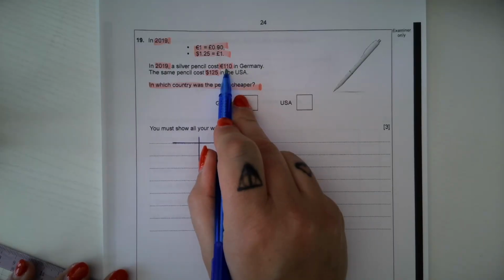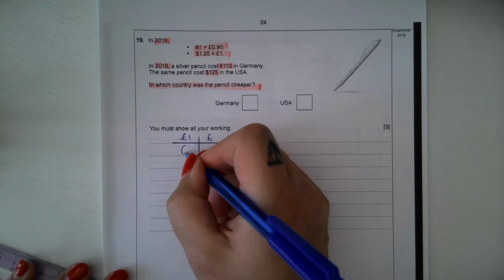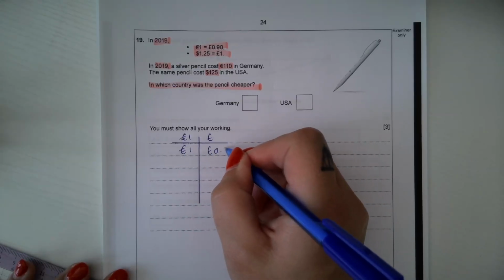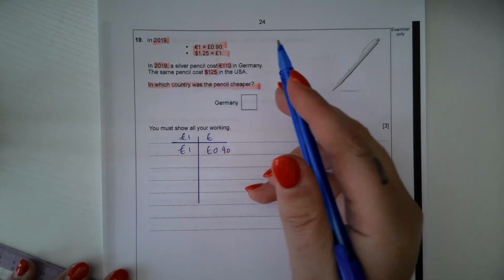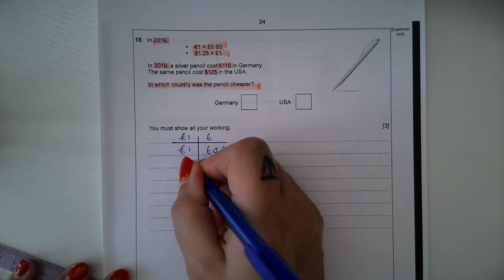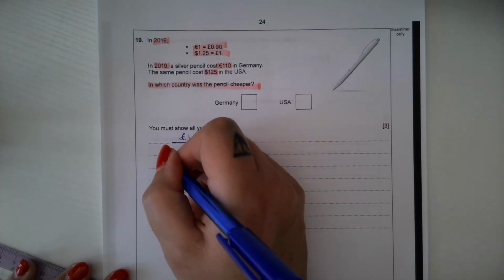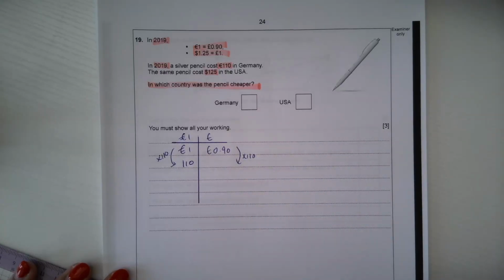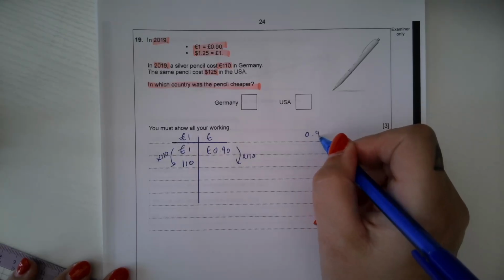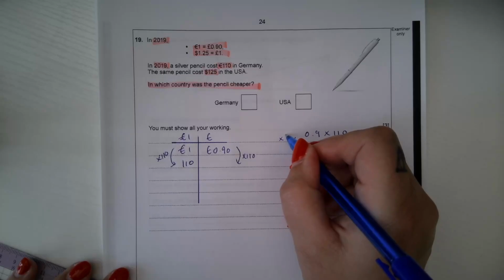So we're going to start with the price in euros. So €1 and pounds. So €1 is equal to 0.90 pounds. Okay, we have 110 euros in Germany. So to get from 1 to 110, we would have scaled up. We would have multiplied by 110. So I need to do the same on this side. Now we're working on a non-calculator paper here, guys. So I'm going to do 0.9 times 110. So I'm going to times 0.9 by 10.